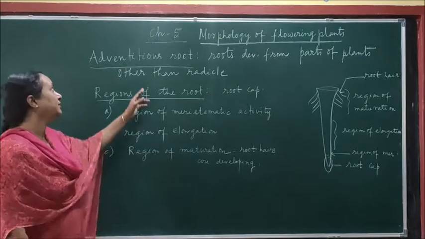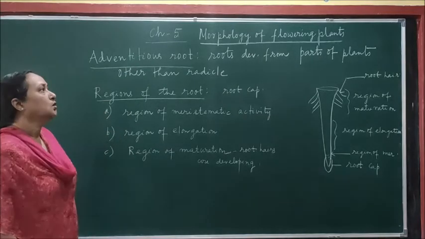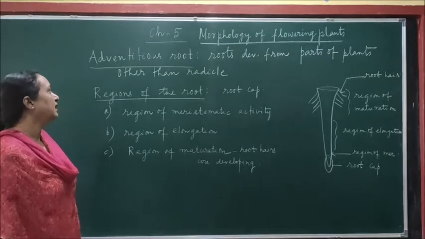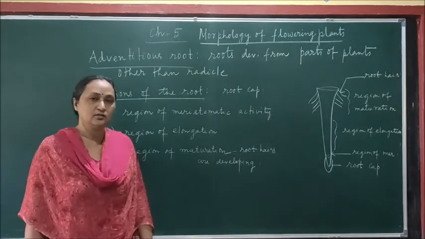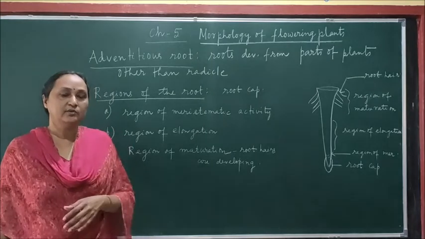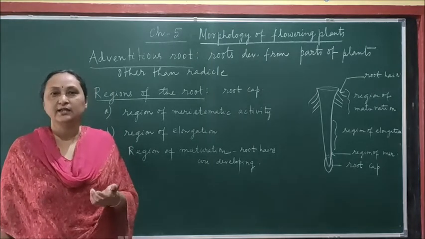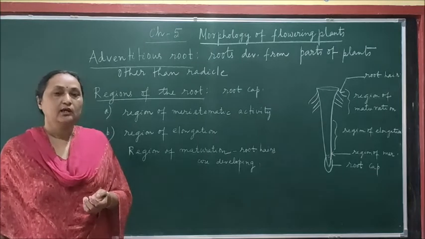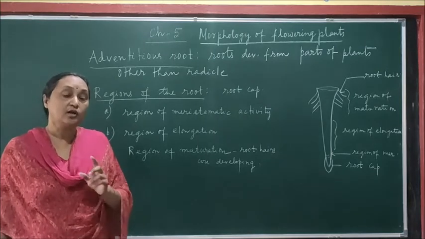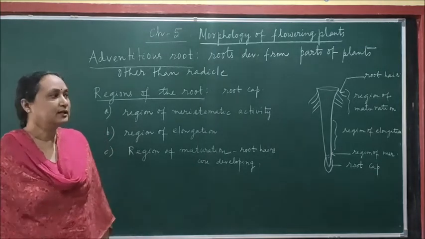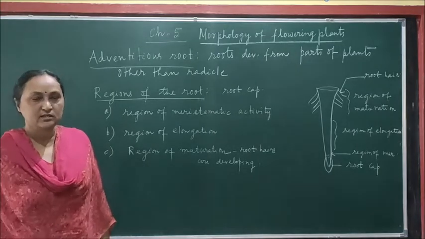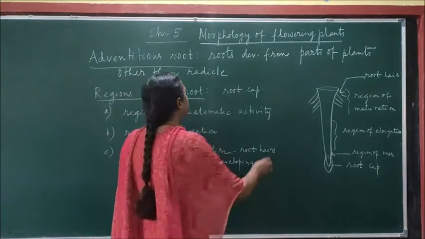So what are adventitious roots? Roots developing from parts of the plant other than the radicle. I told you the radicle is a part of the embryo, and the root which develops from the radicle is called the tap root. The adventitious root does not develop from the radicle, but from other parts of the plant. For example, suppose you take bamboo.